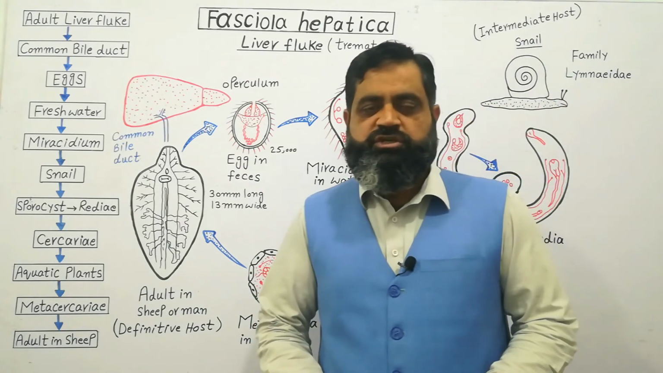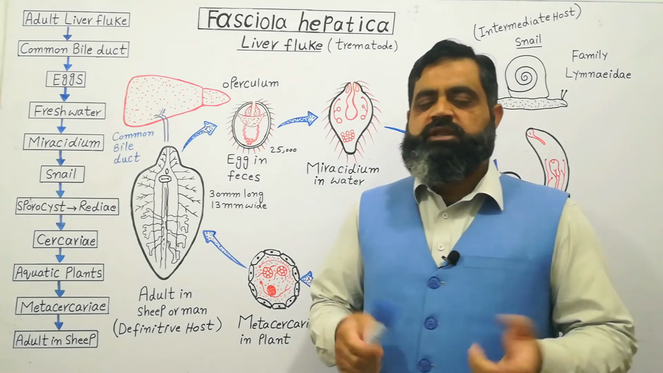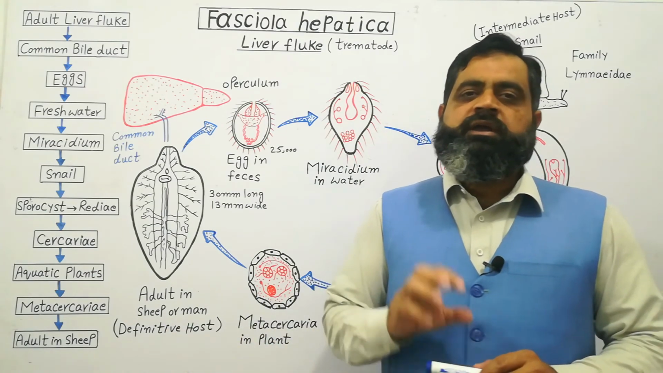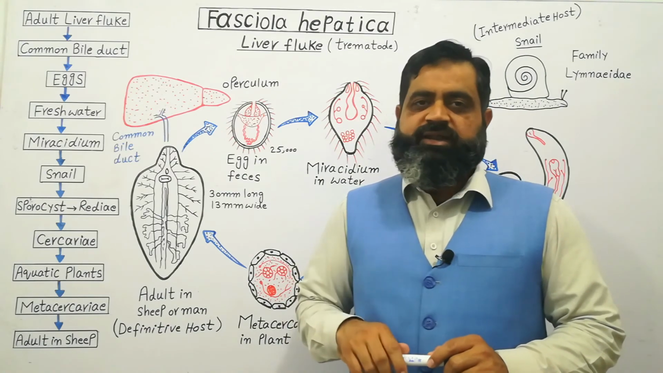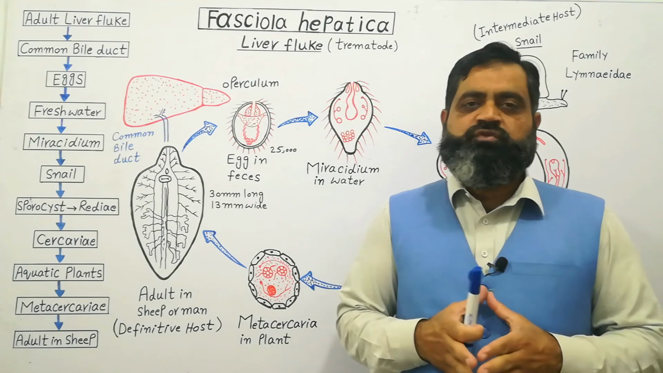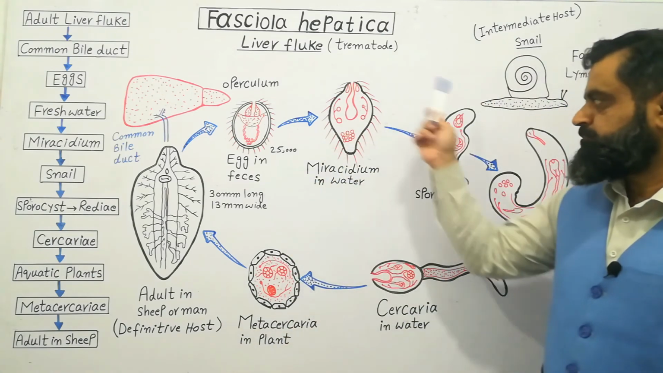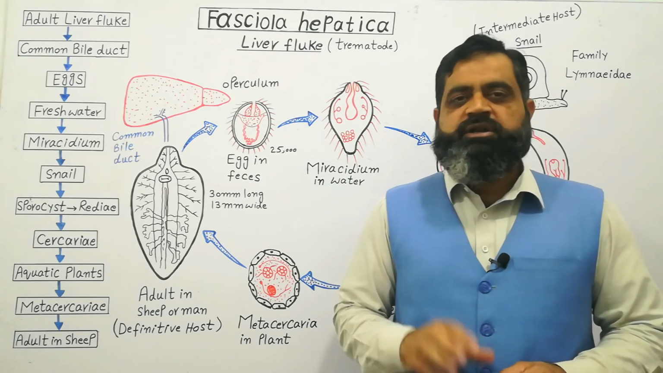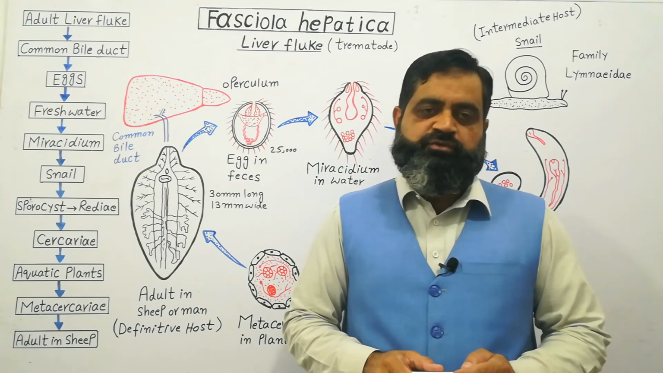When an adult sheep or human eats water plants, watercress or any aquatic plants, this metacercariae reaches the digestive system of the human or sheep, from where it travels to the common bile duct and attaches to the surface of the common bile duct and starts to live its life over there. And after becoming adult, it lays eggs, and this cycle is repeated. Usually it takes 3 to 4 months to complete this life cycle, but it can vary in different species of the liver fluke, sheep liver fluke or common liver fluke.